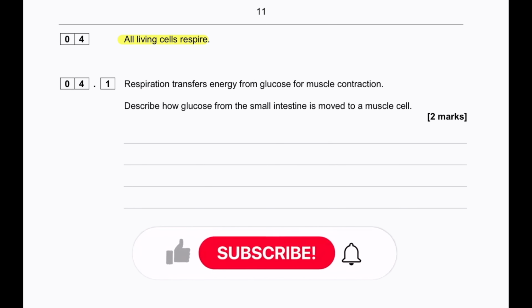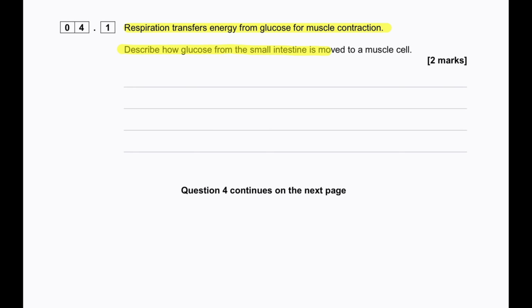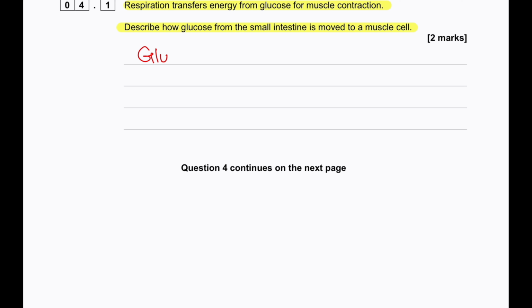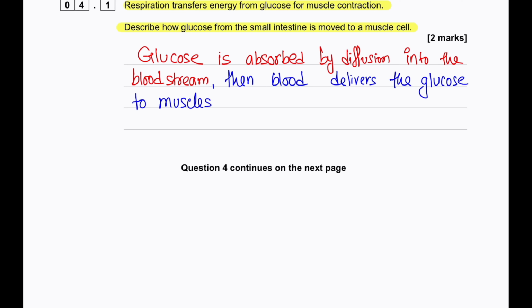All living cells respire. Respiration transfers energy from glucose for muscle contraction. Describe how glucose from the small intestine is moved to muscle cells. Glucose from the small intestine is absorbed by diffusion into the bloodstream because glucose is at higher concentration in the small intestine. Once the glucose is absorbed into the bloodstream, the blood delivers the glucose to the muscles in the capillaries.